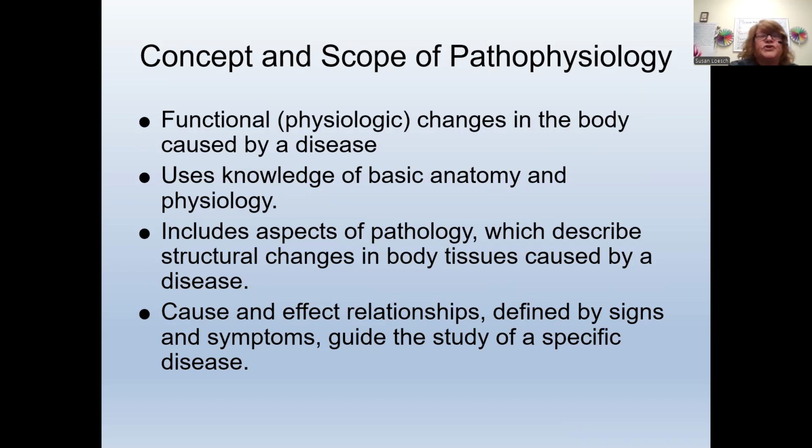Right. So we'll talk about the functional changes in the body that are caused by a disease. We use knowledge of basic anatomy and physiology. We'll look at the aspects of patho that talk about the structural changes in the body tissue caused by specific diseases. And we'll look at the cause and effect relationships that are defined by signs and symptoms. So a lot of the signs and symptoms will sound alike. You have to find specific ones to define.